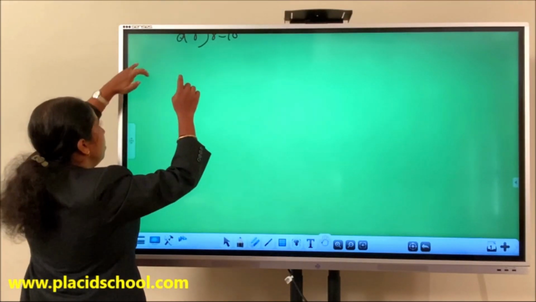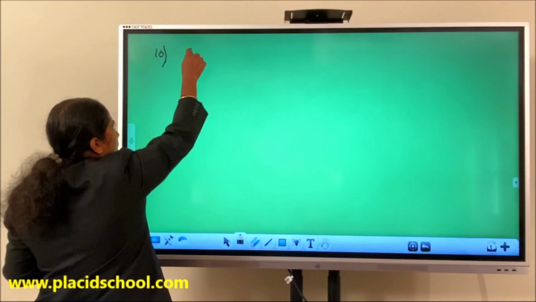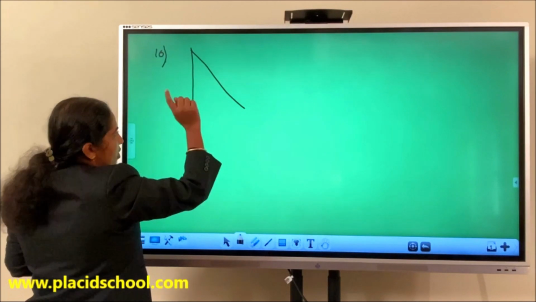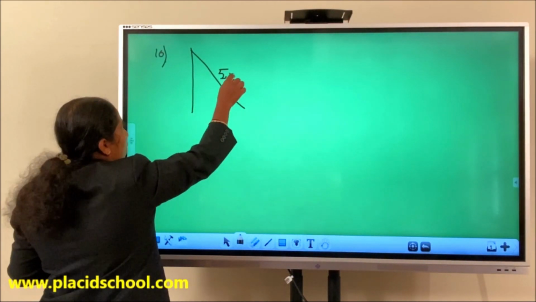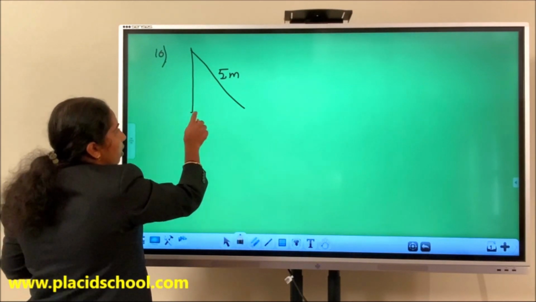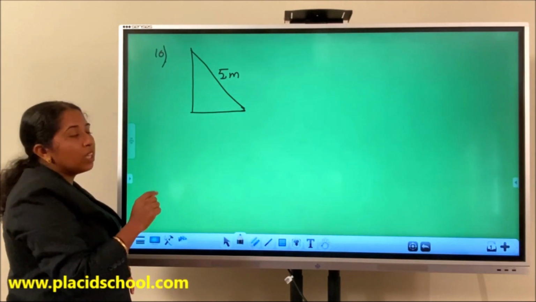So question number 10. So this is a wall. You have a ladder which is leaning against the wall. It is told that the ladder is 5 meter. Let me draw a line from the foot of the wall to the foot of the ladder.